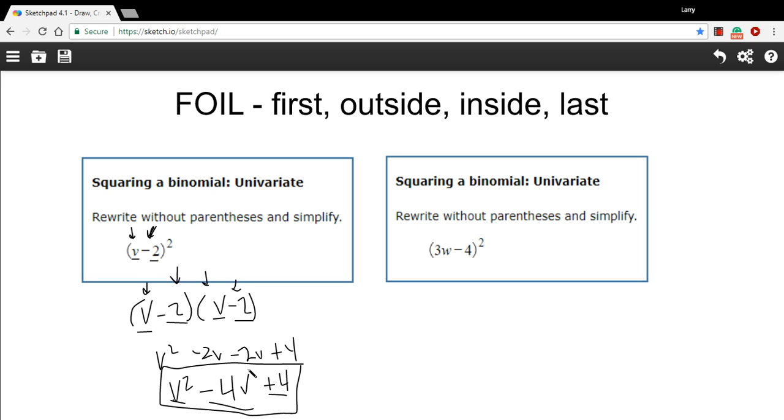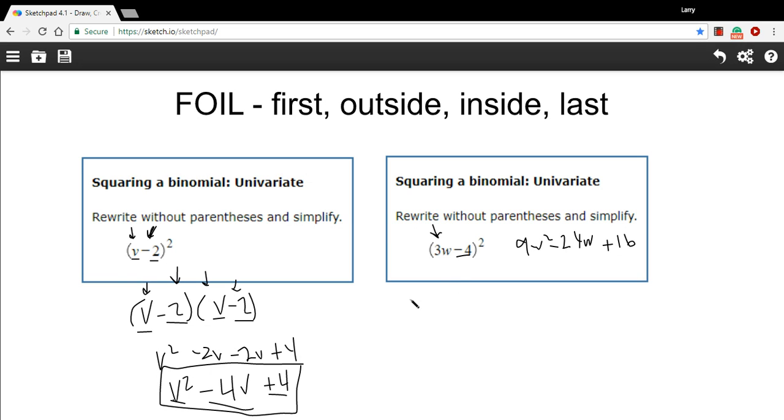So let's just apply that pattern to this one, and we'll make our guess here, and then we'll FOIL it out just to double check. So I said it was the first term squared. 3w squared would be 9w squared. The last term squared would be a positive 16. Put that over here. And then the middle term is going to be these two terms times each other, then multiplied by 2. So 3w times a negative 4 is a negative 12w. We multiply that by 2, we get negative 24w.